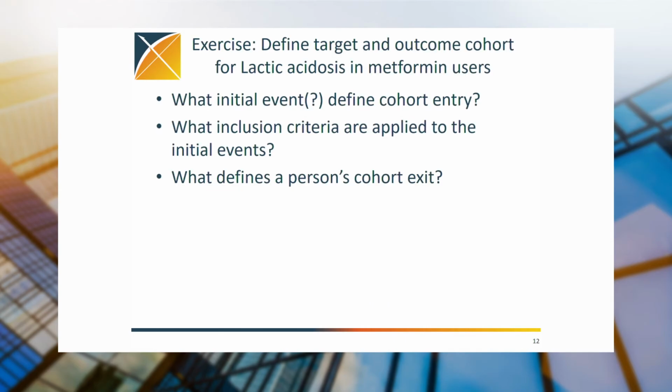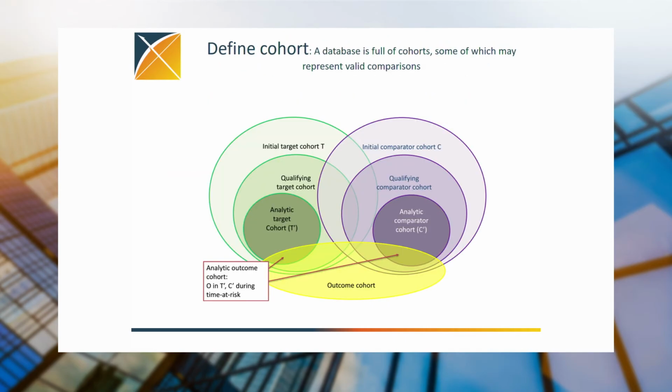And cohorts actually have three levels. You can set an initial target cohort, then you can set a qualifying target cohort, and then you have to set an analytic target cohort. So there are three steps, and I will show how you can make the three-step inclusion criteria.